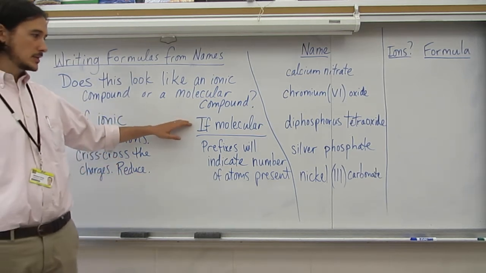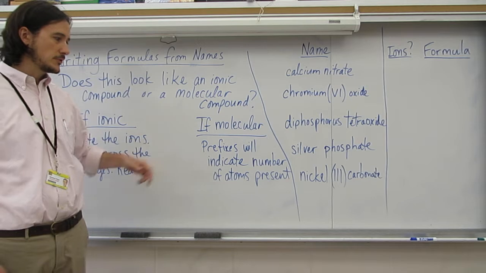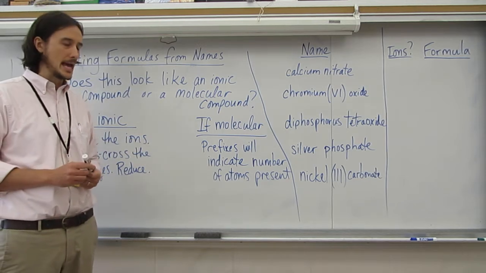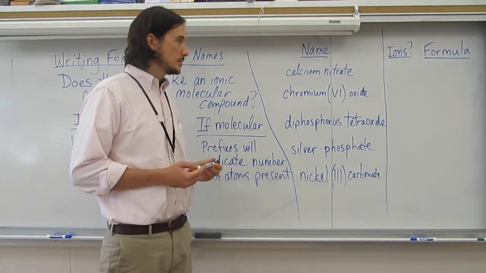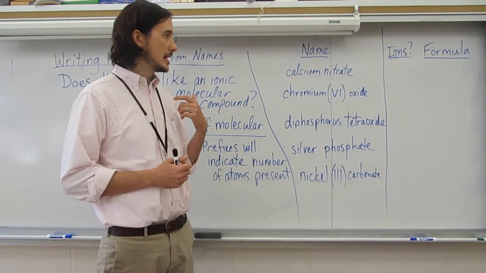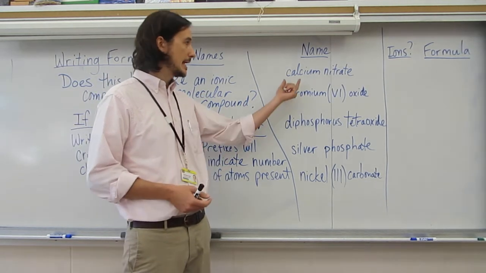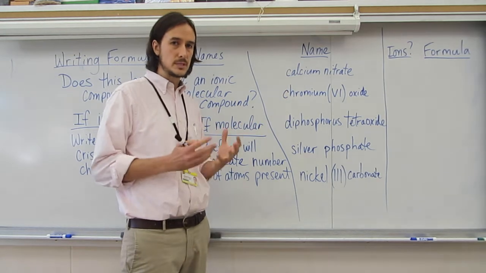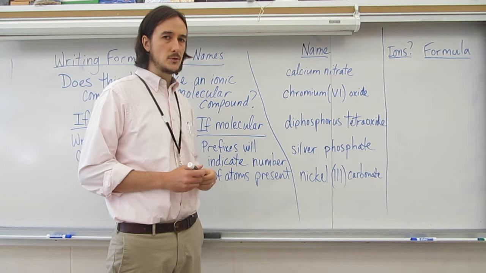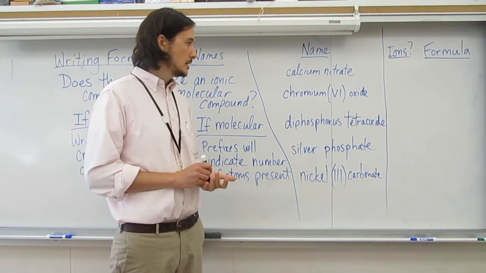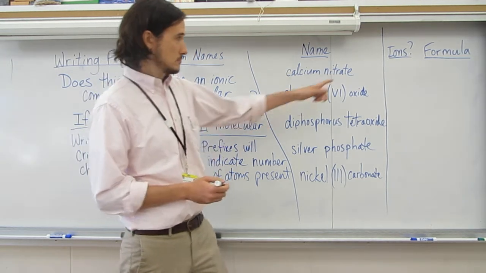If it looks like a molecular compound, the prefixes are going to tell you how many atoms of each type you have. So the first one, calcium nitrate. This should look like an ionic compound. We see calcium, it's a metal. Once we see a metal, we're like, oh, that's an ionic compound. We also see nitrate, which is a very common polyatomic ion. So we're going to write the ions.